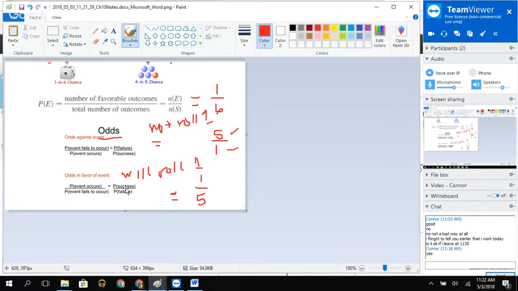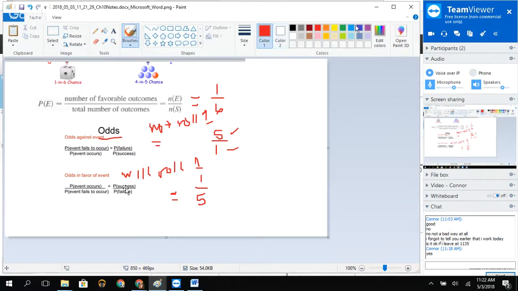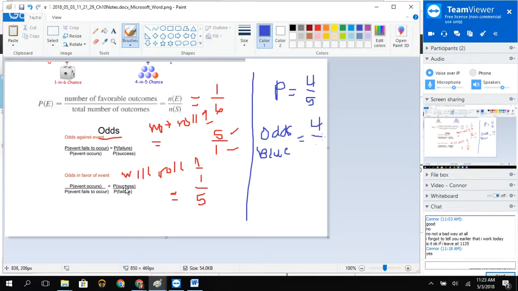So in the case of the marbles here, the blue marbles: the probability of me picking a blue marble is 4 out of 5. The odds of picking a blue marble are 4 to 1. The odds of not picking blue are 1 to 4.